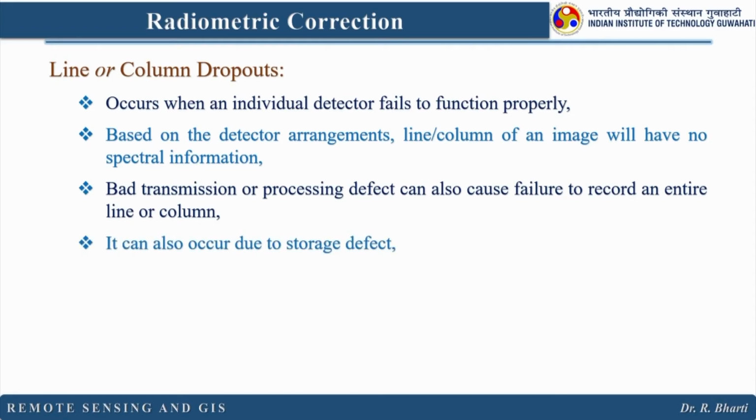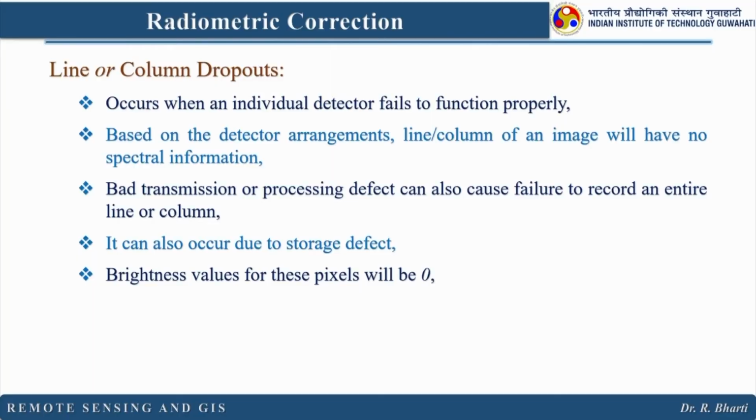It can also occur due to a storage defect. So there are lots of things. Maybe your particular detector or sensor was working fine, but when you are storing it or communicating with the ground station, there may be some signal failure or electronics failure. Because of that, you may have a particular line or column dropout. And here the brightness value of these pixels will be 0.